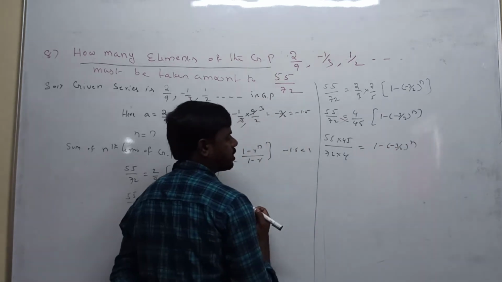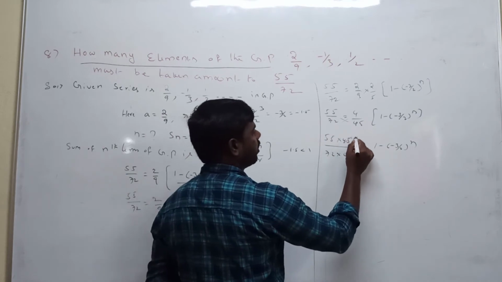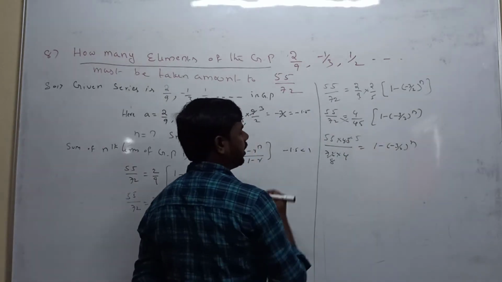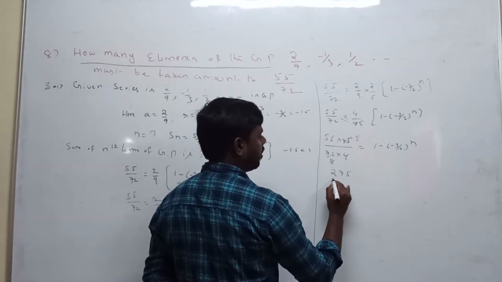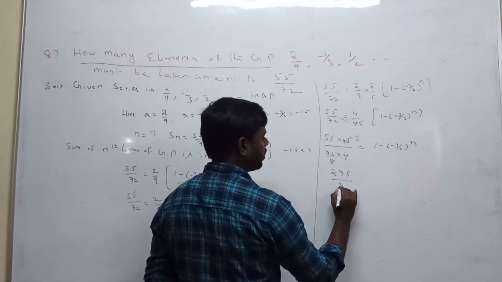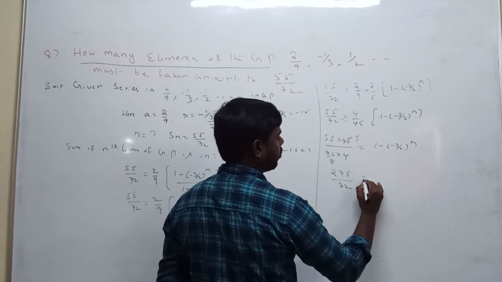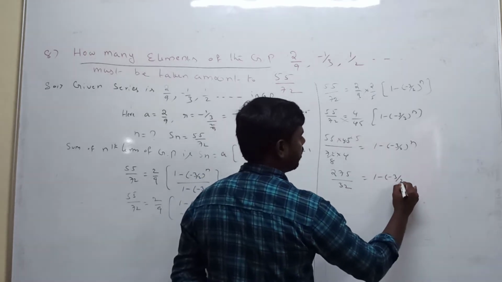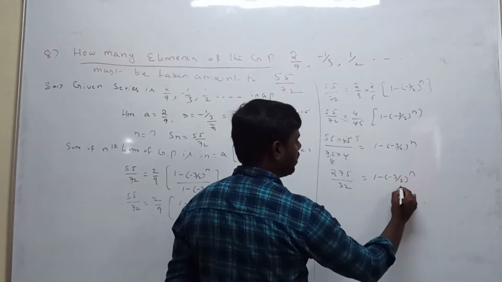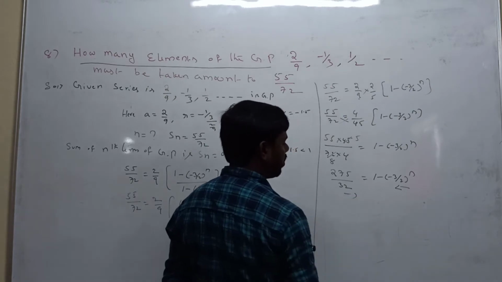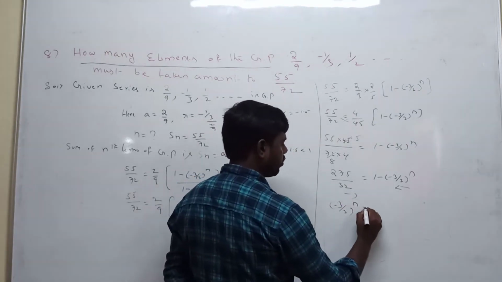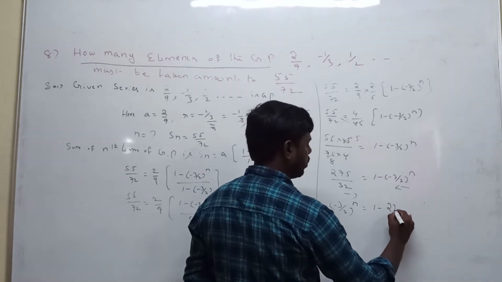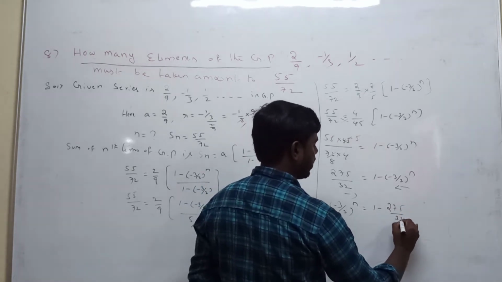So 9 is possibility, 9 5 ja 9, 8 ja. 55 is 2, 75 divided by 8 4 is 32. Plus 1 is equal to 1 minus 3 by 2 all to the power of n. This value we take to the left hand side, this value we are taking to the right hand side. Minus 3 by 2 all to the power of n is equal to 1 minus 275 by 32.